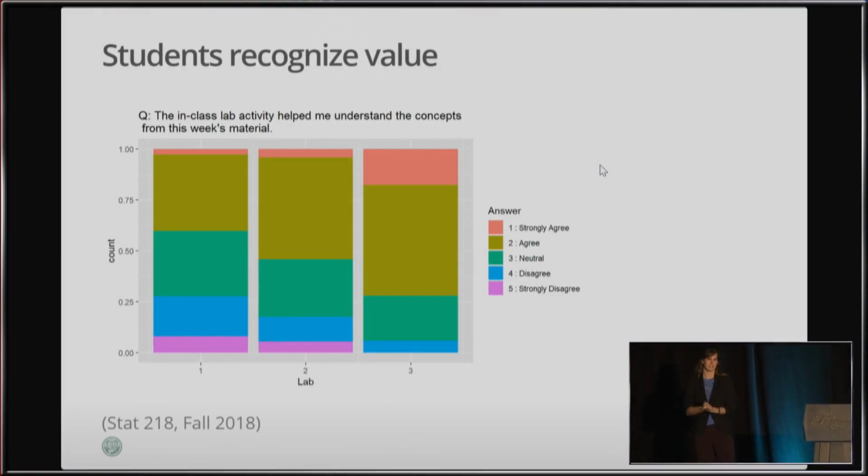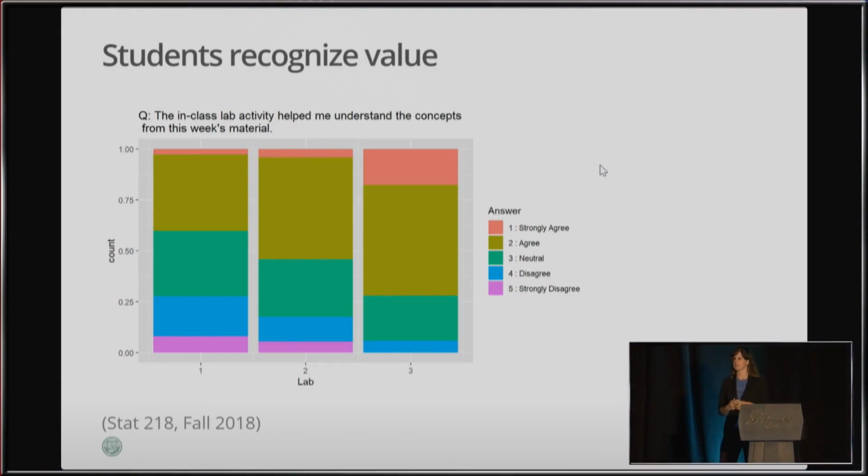This one says, the in-class activities helped me understand the concepts from the week's material. And you can see that over time they started to see more how this was helping them. I don't know if that was a progression as they got more comfortable, or if maybe that third lab, which had to do with the t-tests, was particularly helpful. One way or the other, I liked that it was positive, and also that it improved over these 3 labs that I surveyed heavily on.